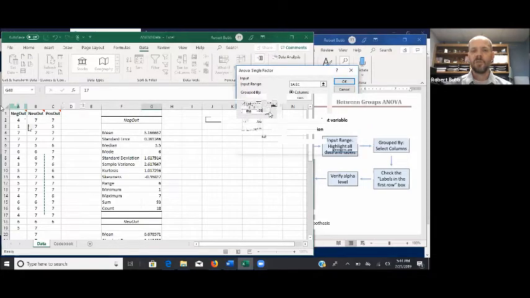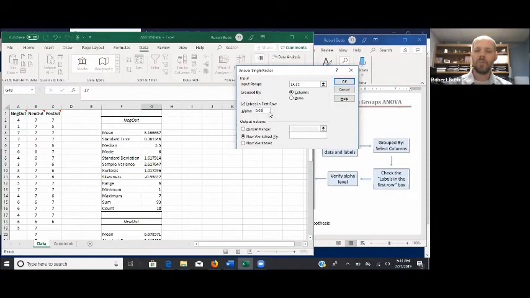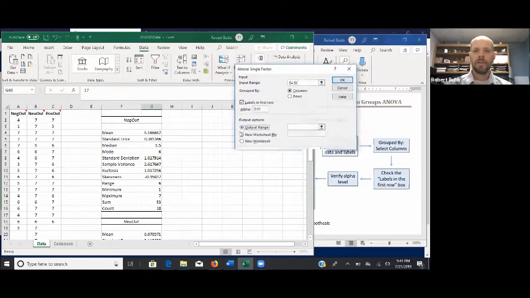We're going to check our alpha here. In this case, we set an alpha of 0.01, so we're going to change that to 0.01. And then we're just going to select someplace in our spreadsheet to place our output. I'll put it right next to our descriptives, and I'll click OK.